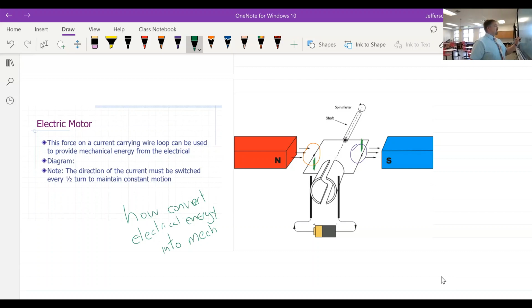And I'll show you a couple demonstration motors tomorrow. We can take a look at it and go in more detail. But this is the end of chapter 21. We'll talk about it more tomorrow.